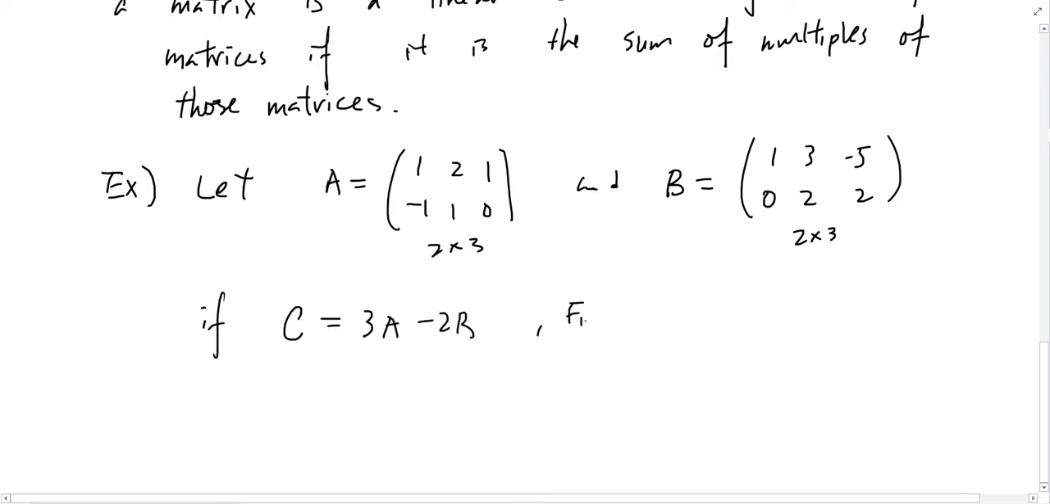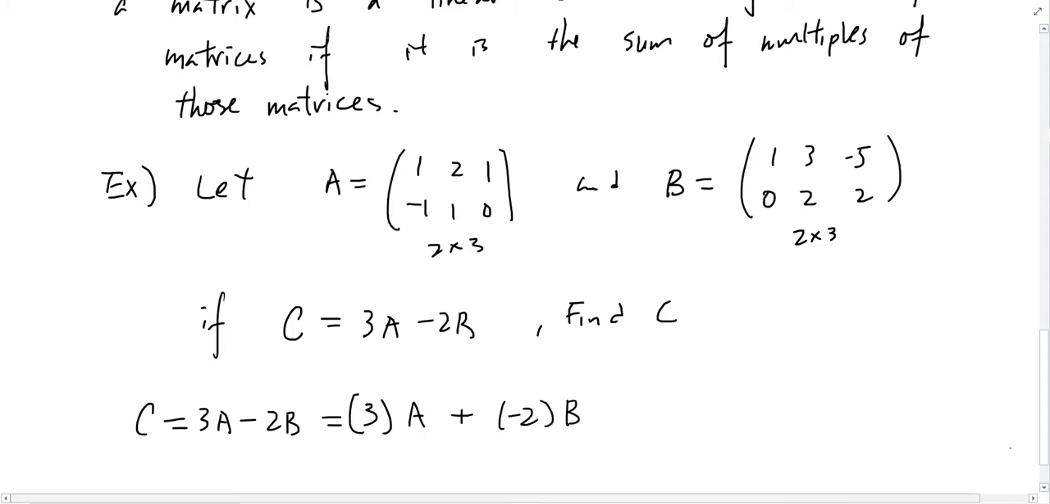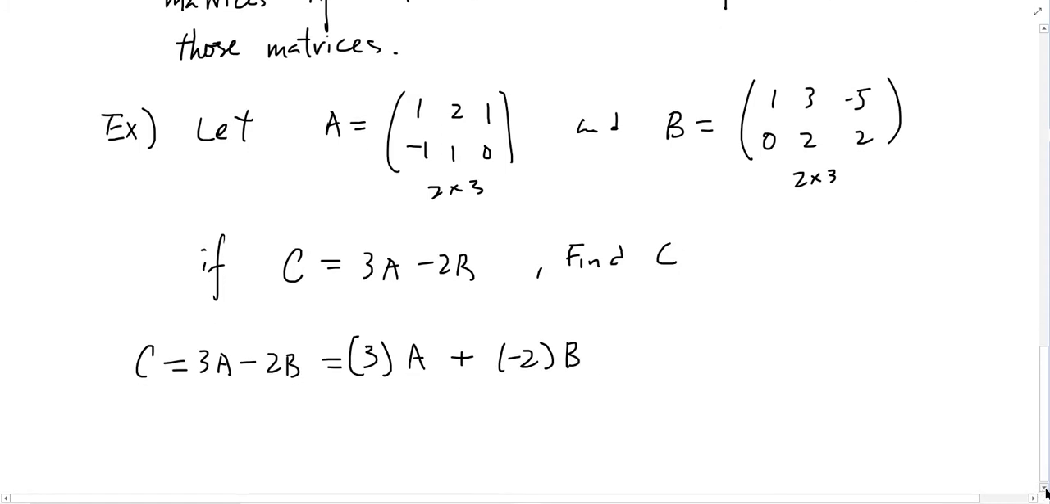Okay, so now if, let's say, matrix C is equal to 3A minus 2B, find matrix C. So it's pretty simple. C will equal 3A minus 2B. Remember, one way to interpret this is 3 times matrix A plus -2 times matrix B. So that way we now have a matrix addition, but with a negative multiple of matrix B.